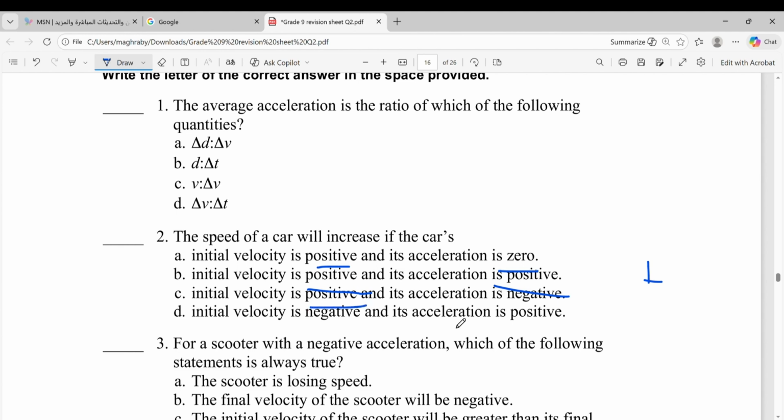And here positive and negative, so positive times negative is negative. And negative times positive is also negative. Okay, so this one is positive. So we can say the speed of the car will increase if the initial velocity is positive and the acceleration is positive. Okay? So this is P.